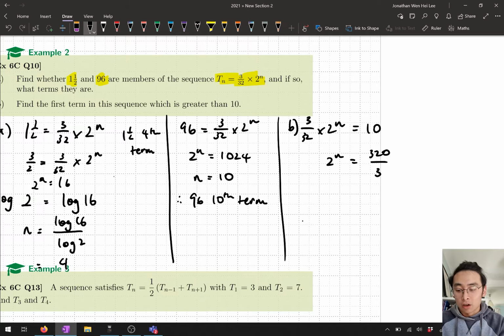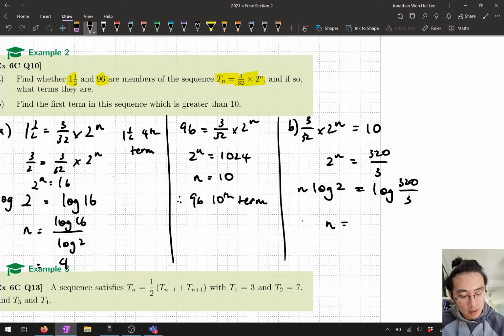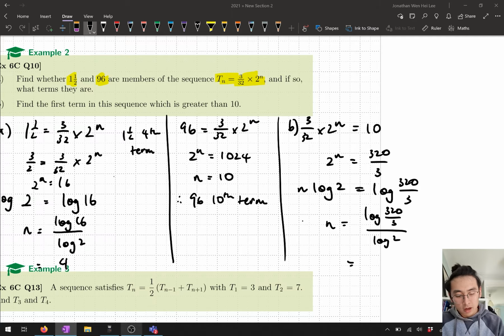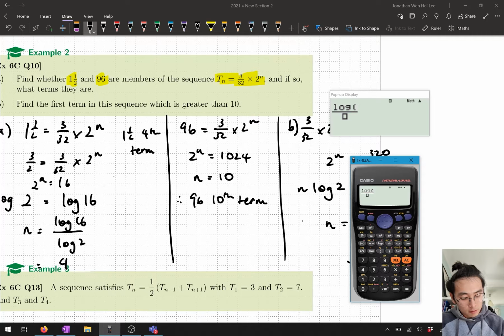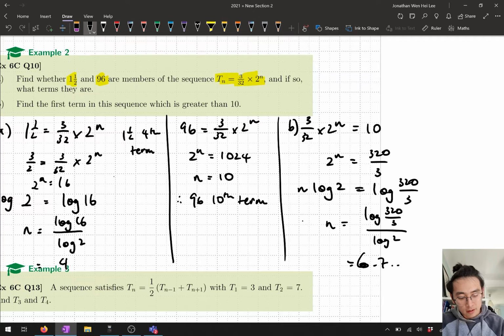And the way that we solve this, like I said earlier in the first example, I just take log of both sides. So I've got log 2, and because it's the power n, I can take the n to the front using my power rule, log 320 over 3. And so n is equal to log 320 over 3 over log 2. That's 6.7 something. So what this tells me is, in order for me to have a term which is equal to 10, I need the 6.7 term.